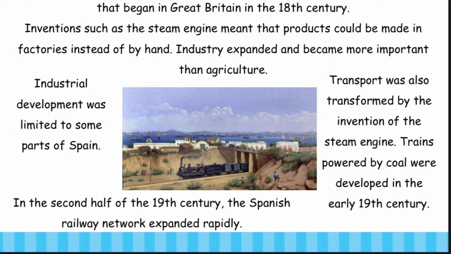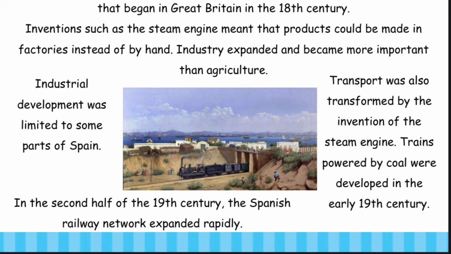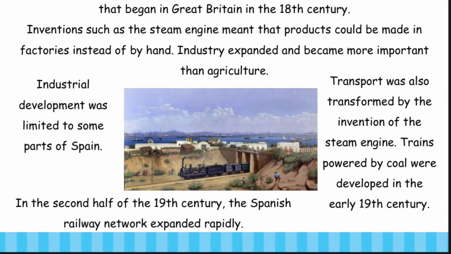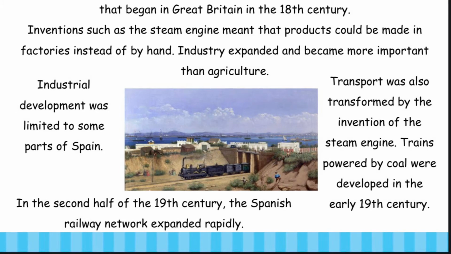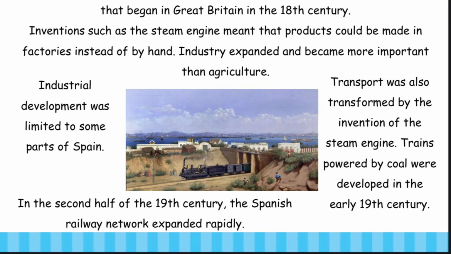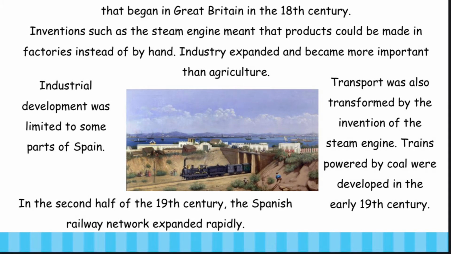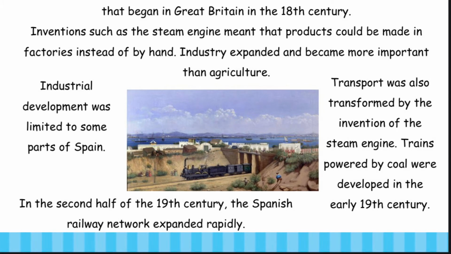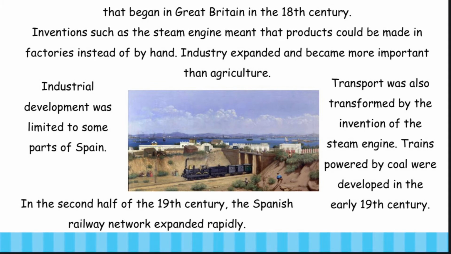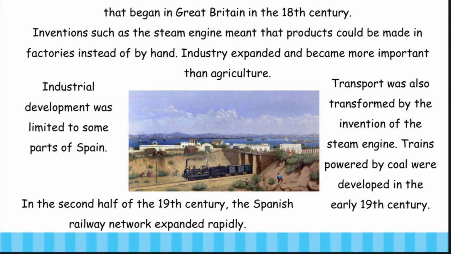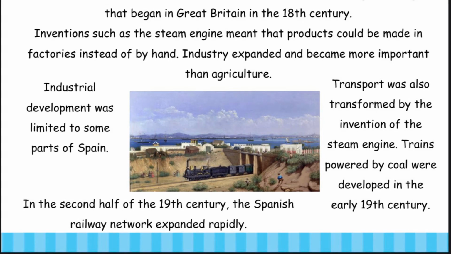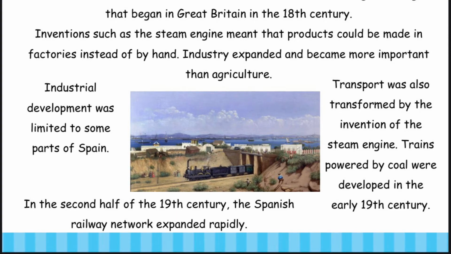Economic and social change. The Industrial Revolution was a series of economic and technological changes that began in Great Britain in the 18th century. Inventions such as the steam engine meant that products could be made in factories instead of by hand. Industry expanded and became more important than agriculture. Industrial development was limited to some parts of Spain. Transport was also transformed by the invention of the steam engine. Trains powered by coal were developed in the early 19th century. In the second half of the 19th century, the Spanish railway network expanded rapidly.